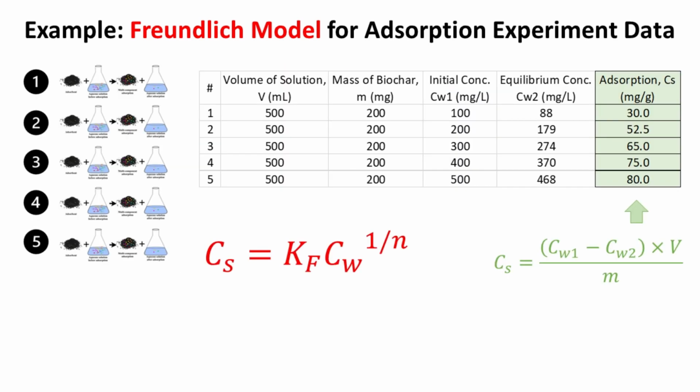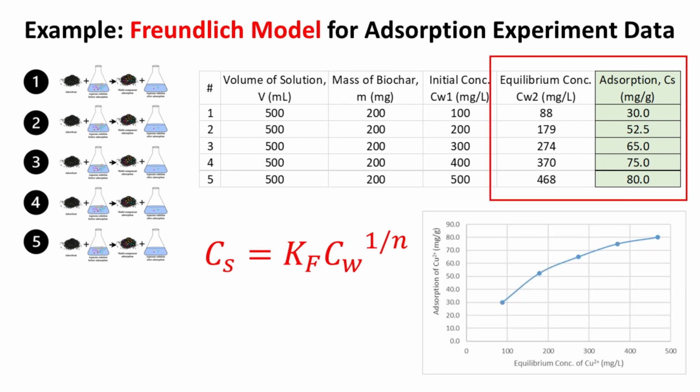If we recall the Freundlich model, we know that the equilibrium concentration Cw has been measured and recorded. But we are missing the adsorption Cs, which is the mass of adsorbed copper by unit mass of biochar in this problem. We can use the highlighted equation to calculate the adsorption of copper by biochar, and then add this column to the table. Now we have both Cw and Cs for each of the 5 trials.